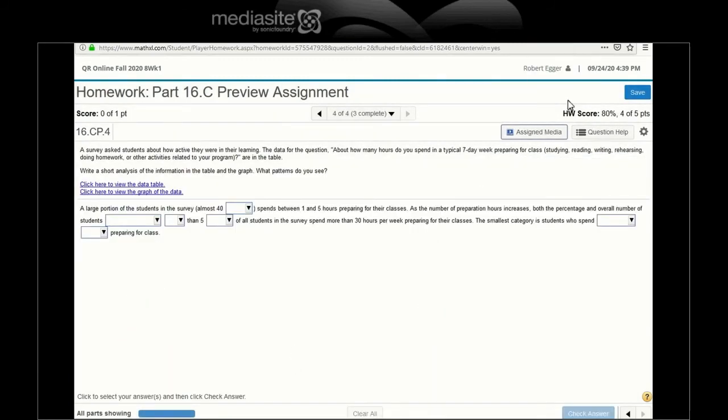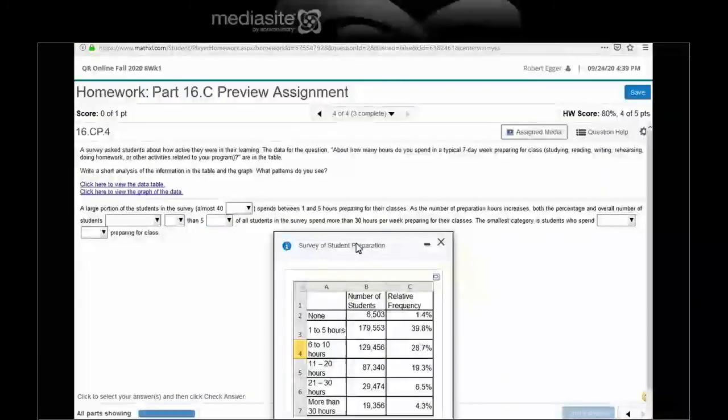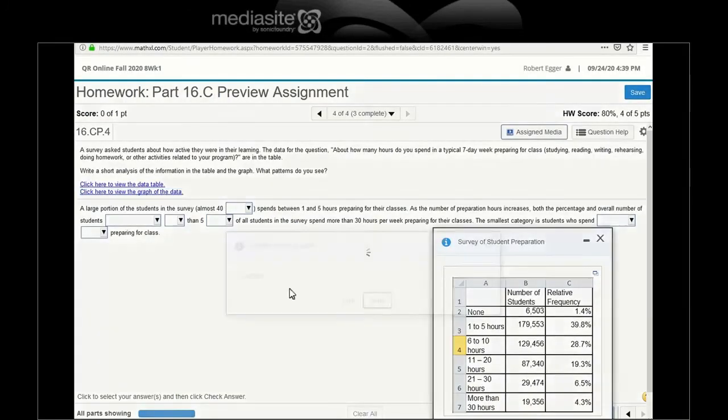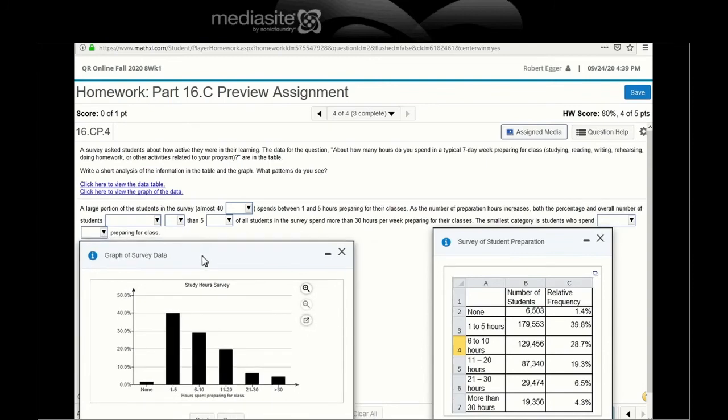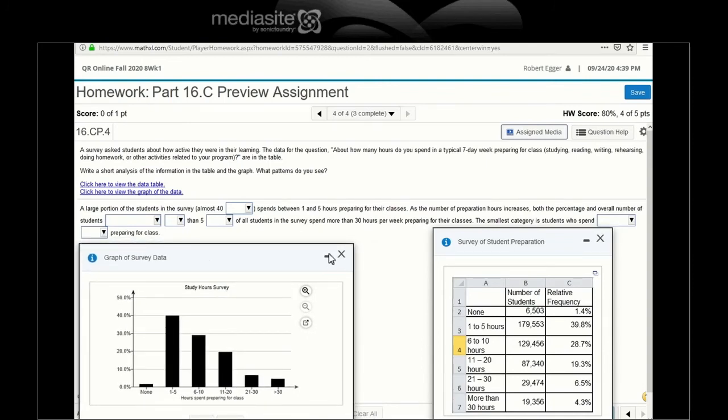So next one. Click here for your graph data. Survey, again, typical 7-day week. Write a short analysis of the information in the table and the graph. Here's the table. There's the graph. So, looks like a large portion of the students in the survey, almost 40, all right, 40 what? Scale, percent, spends between 1 and 5 hours preparing for their classes. Between you and me, that's not enough.